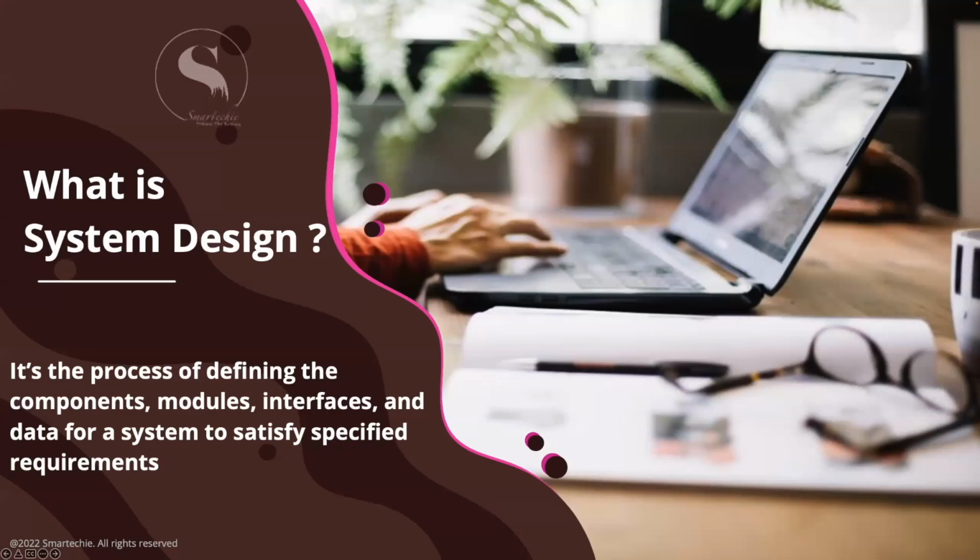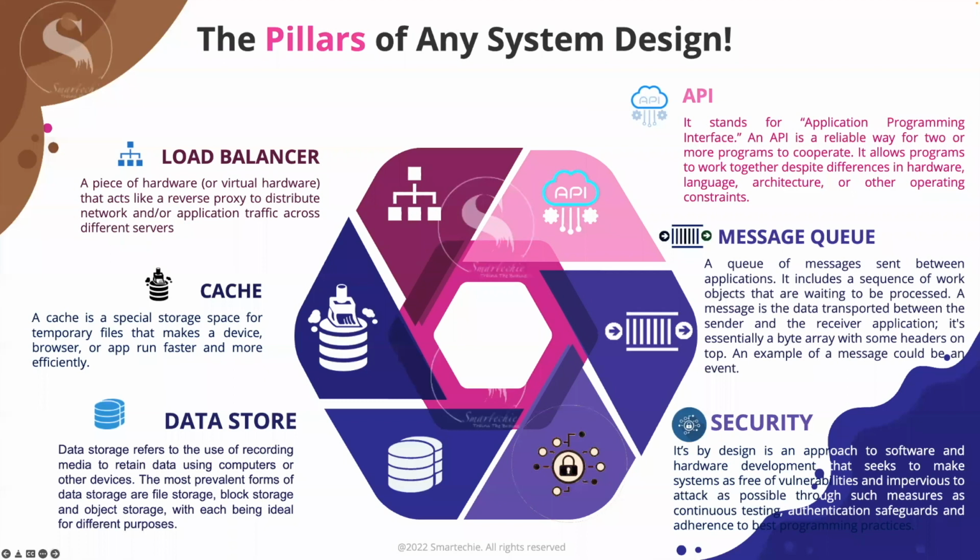So every system design consists of very fundamental core components. Those I call the pillars of system design. Without those, no system can be established. So here are the pillars of any system design. What are the core components, what we call the pillars of any system design?